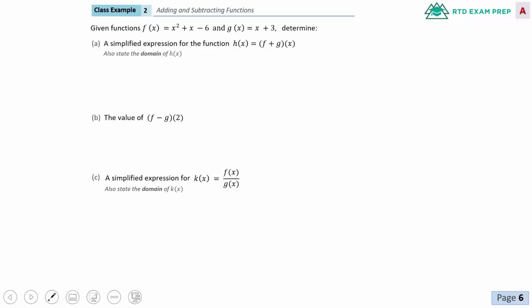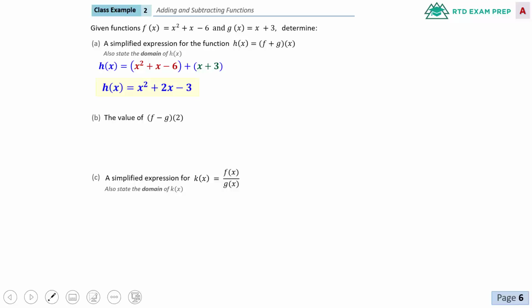In class example 2, we have two new functions, f of x and g of x, and we're asked first to find a simplified expression for h of x, which is the addition of f and g. In this case, I'll simply replace f of x with the appropriate expression and g of x with the appropriate expression. I put brackets here, but only for organizational purposes. Those don't actually serve any operational value.